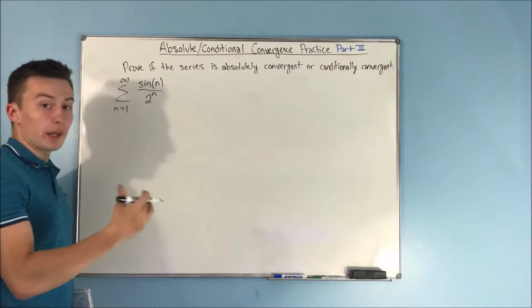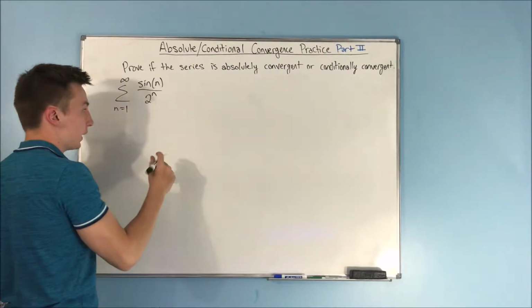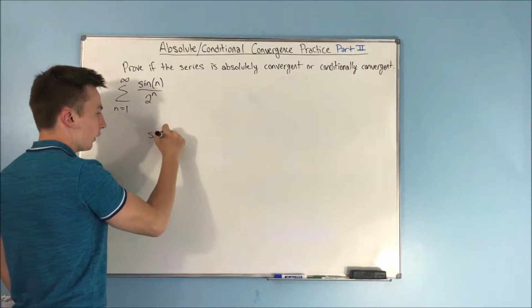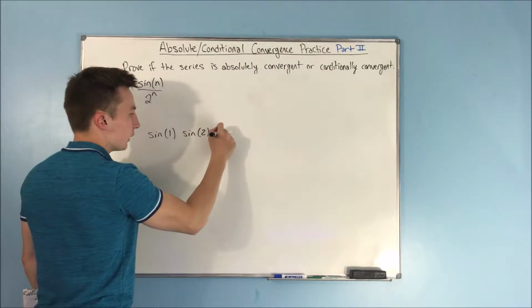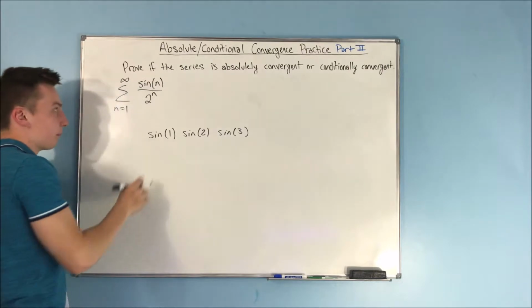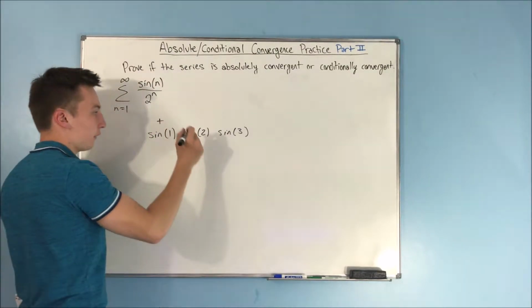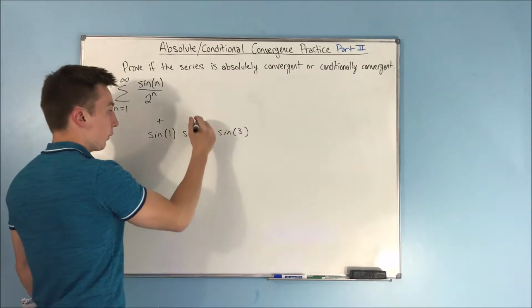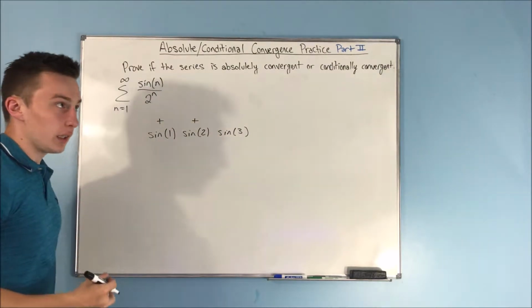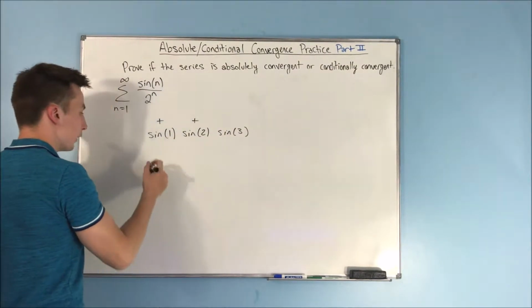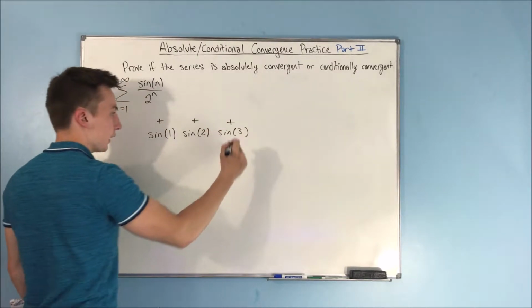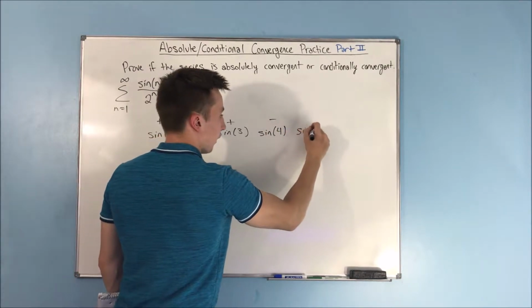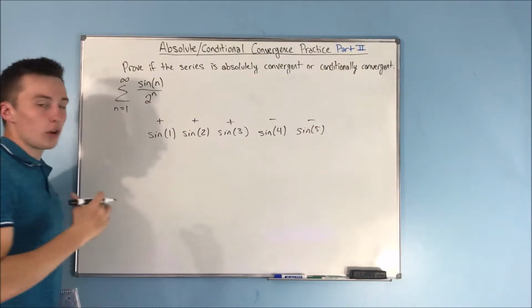It's happening irregularly. If you started listing out terms here, the denominator is always going to be positive, but in the numerator you get sine of 1, sine of 2, sine of 3. Sine of 1 is going to be positive. Sine of 2, and we're talking about radians here, is positive because sine is positive in the second quadrant. Sine of 3 will also be positive. However, sine of 4 will be negative, sine of 5 will be negative, and so on and so forth. There's really no pattern here.